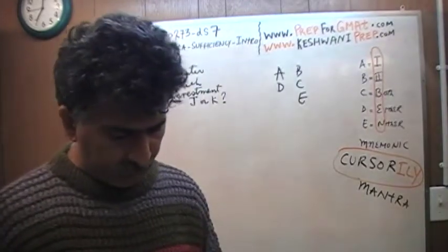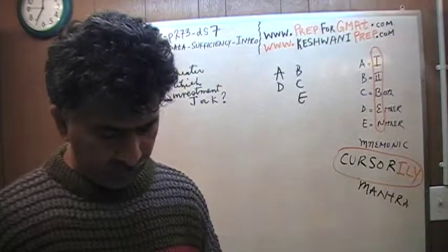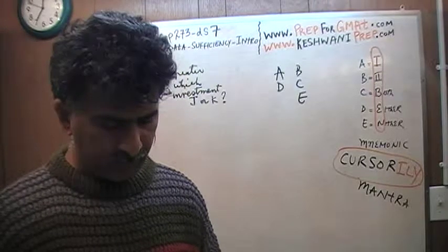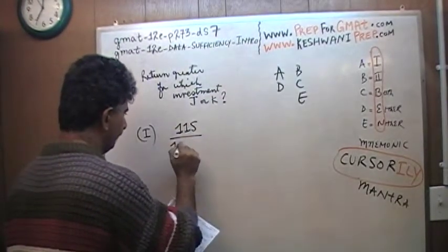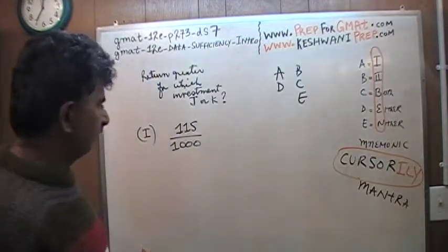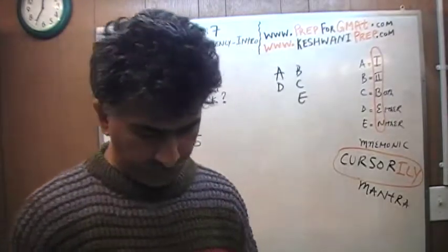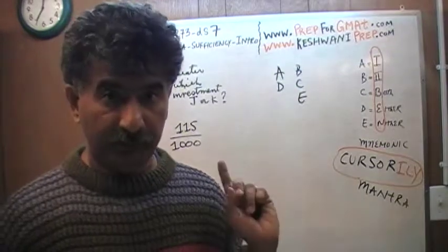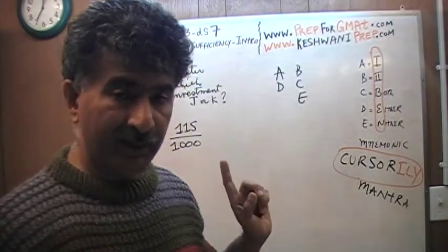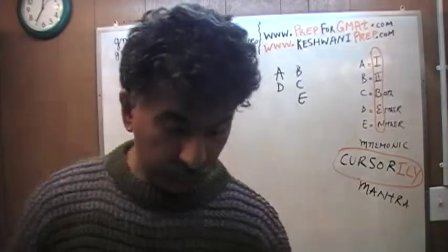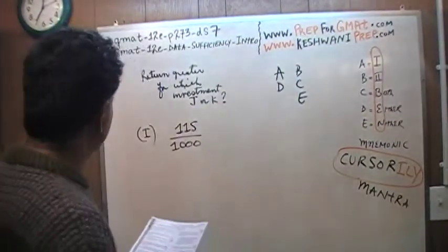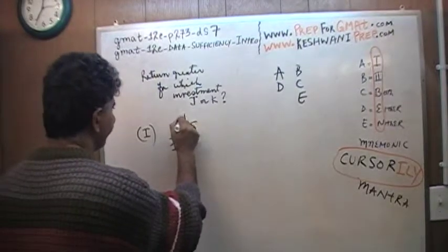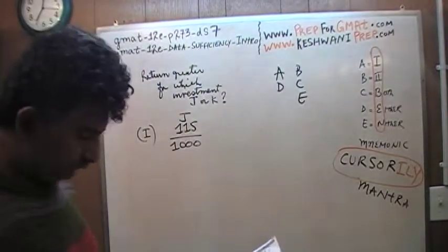In the first statement, they tell us that type J returns $115 per $1,000. Well, that's very helpful. So we can figure out what the return is on J. That's pretty straightforward. We don't actually have to figure out the figure. We just have to realize that this is enough to ascertain the actual return on this investment. This was investment J. Now let's do the K.